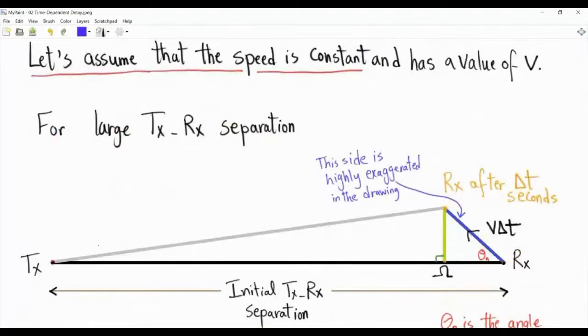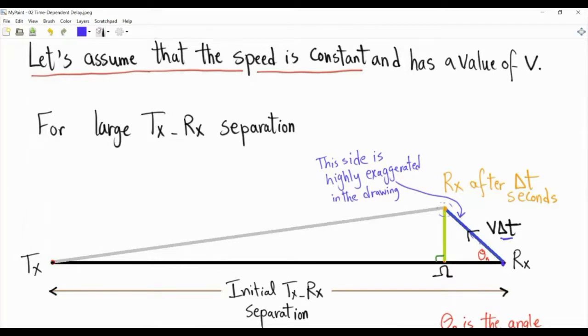Let's suppose that this is the transmitter and this is the receiver, and there is a large separation between them. Suppose that the receiver is moving in this direction, in this blue direction, with speed v. In a small time delta t, if the receiver starts here, it will end up there, and it will move a distance v delta t.